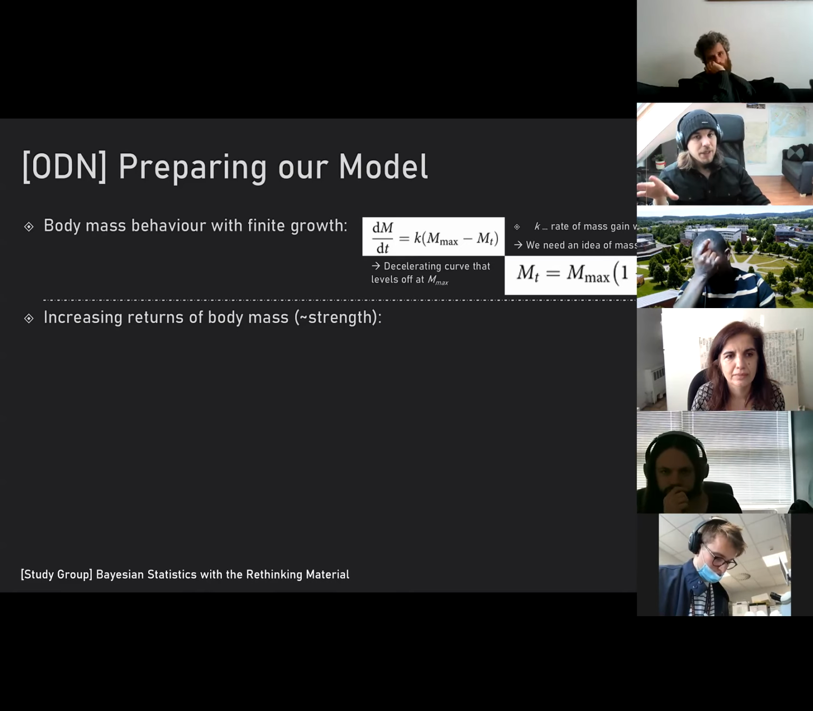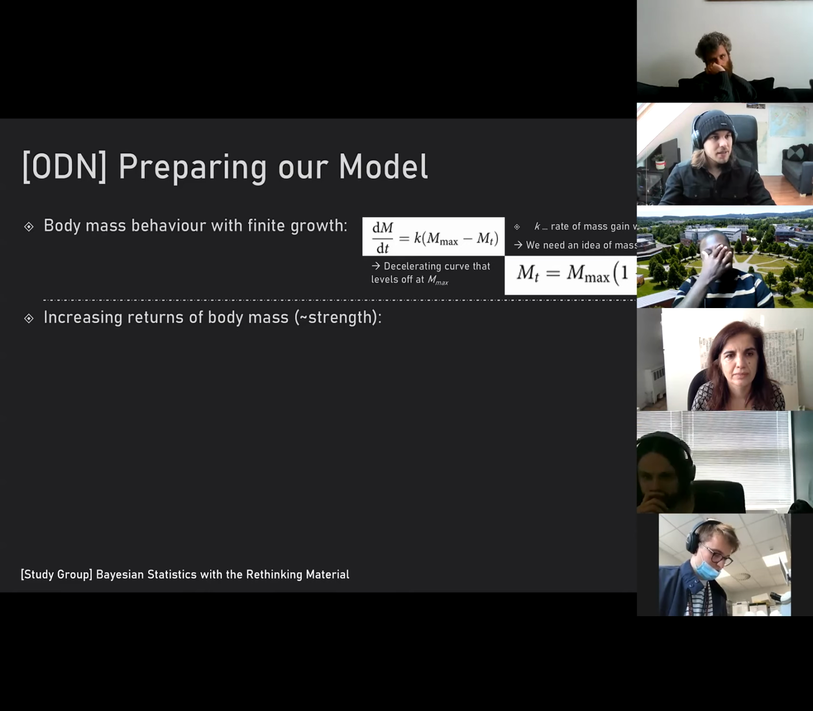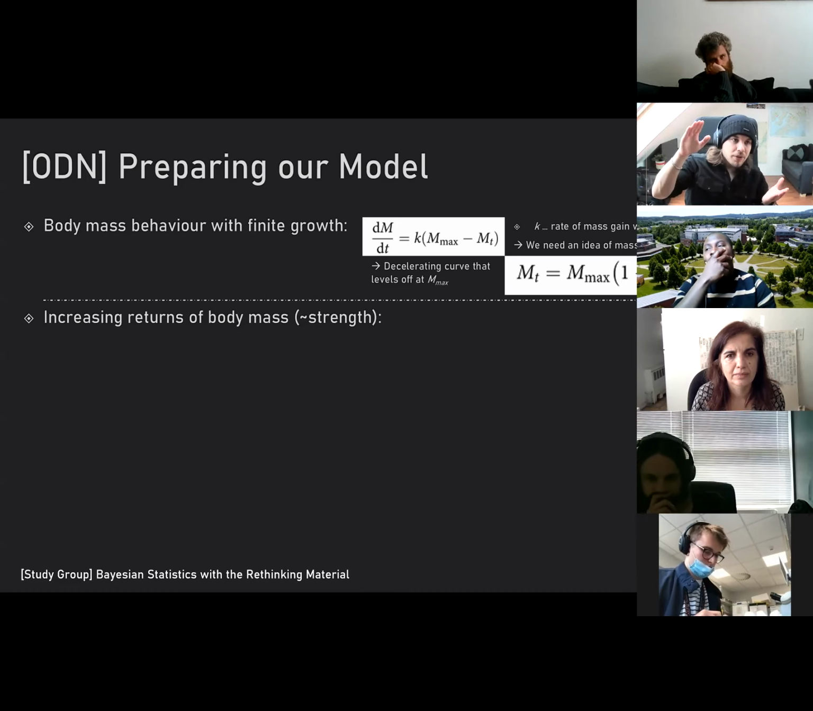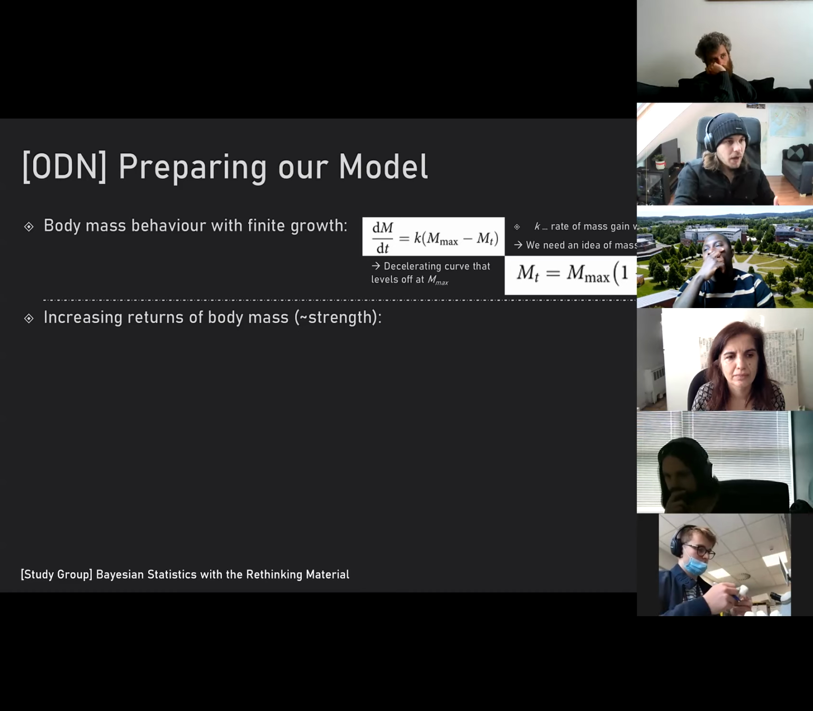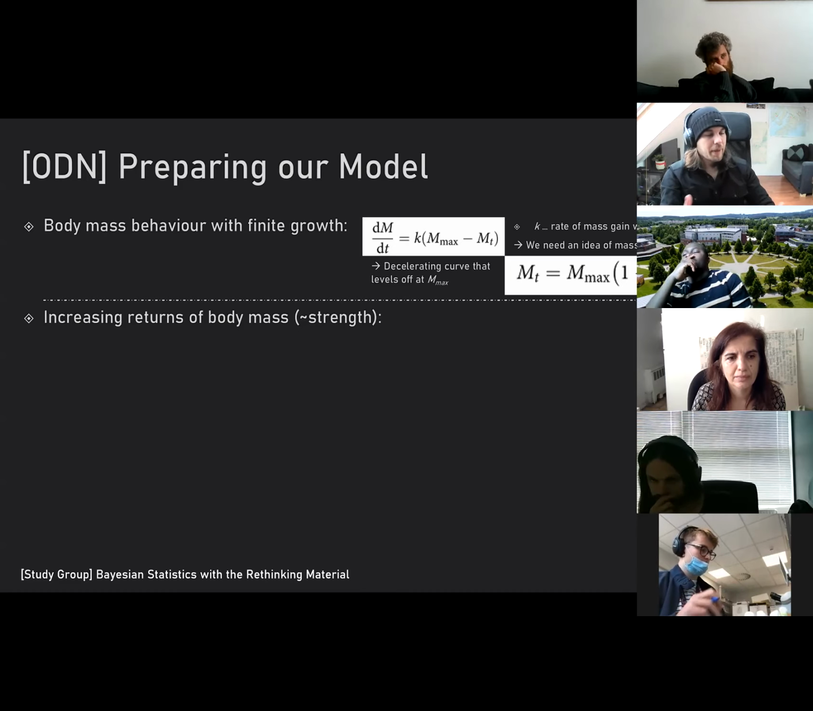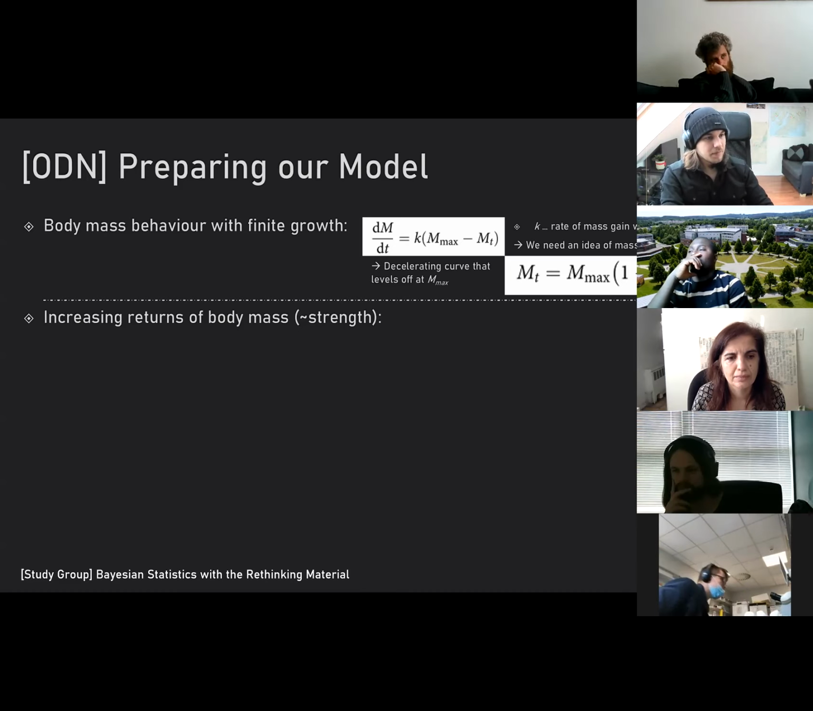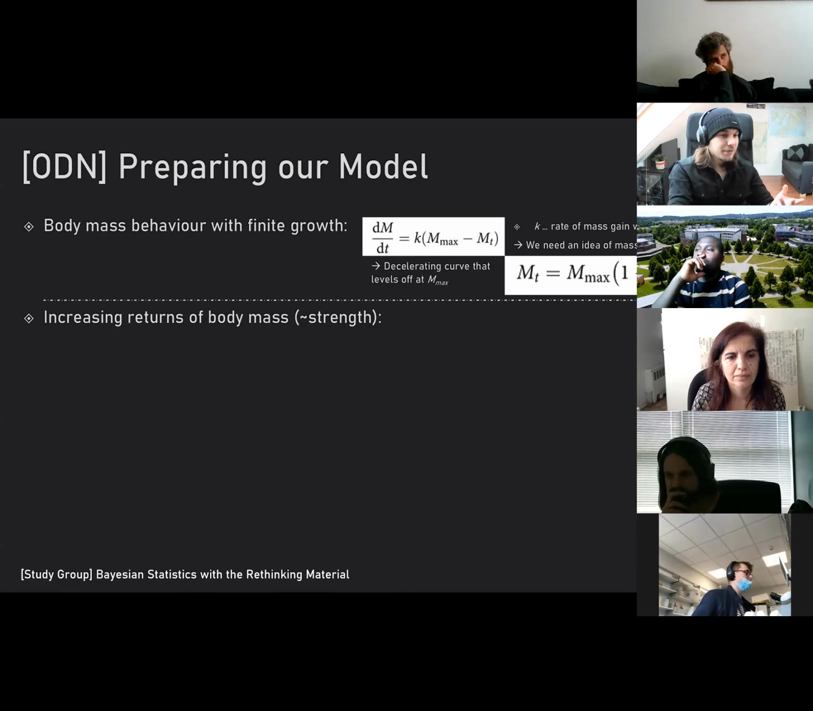The way these formulae are written is so that we get a decelerating curve that levels off at M max. So you start growing really fast and then you level off as you approach the asymptote of maximum body mass, which is quite biologically sensible behavior. And if anyone disagrees, feel free to jump in.